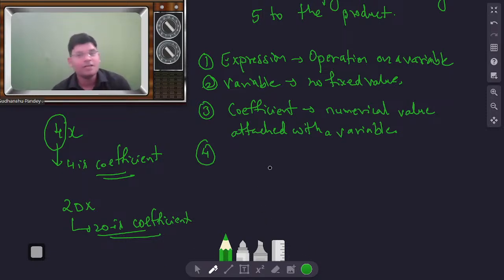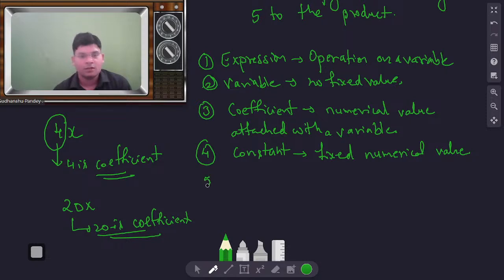So coefficient means the numerical value attached with a variable. Now there is one more terminology, that is a constant. What is a constant? A constant has a fixed numerical value. It's a number that has a fixed value. It does not have any variable. Then we can write what are terms.